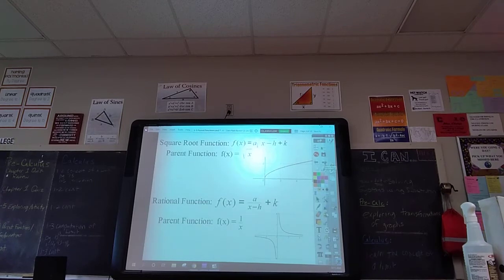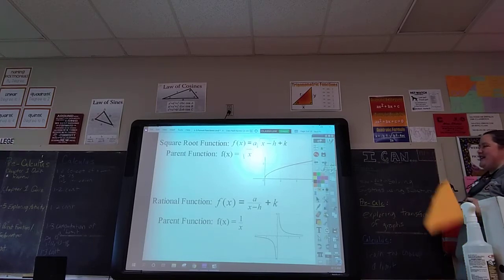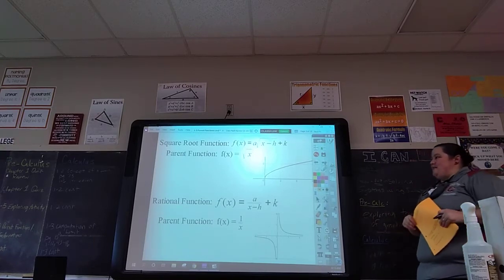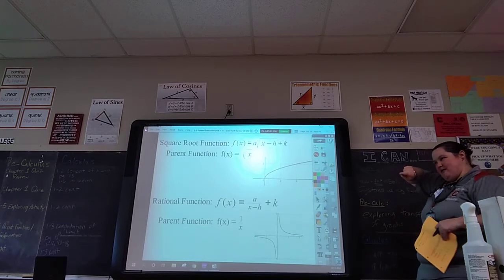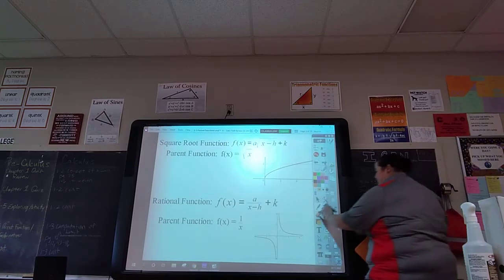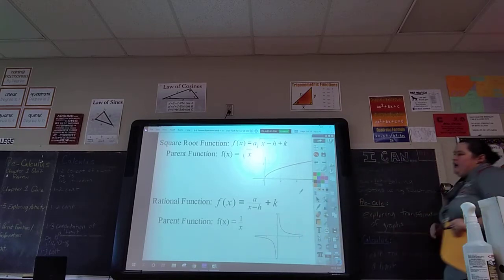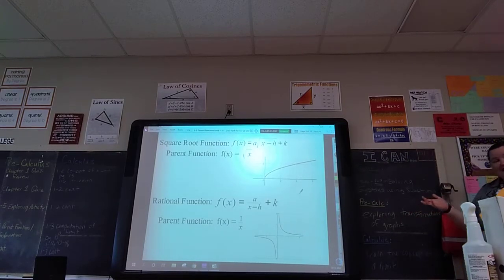Square root function. We were supposed to do more of this last year, but pandemic and all that. But this is a square root function. Basically, it's kind of a half of a sideways parabola. That's why it's just kind of only a little bit of a branch of a graph. So this one's pretty easy to identify as a square root function because you see that there's a square root in it. So then its parent function is just the square root of x.